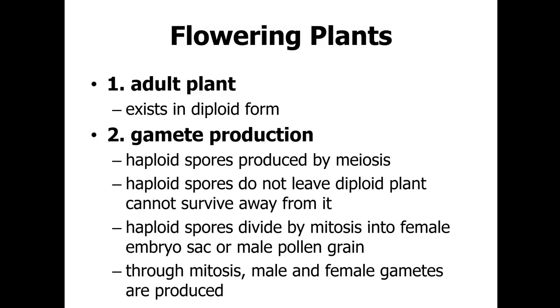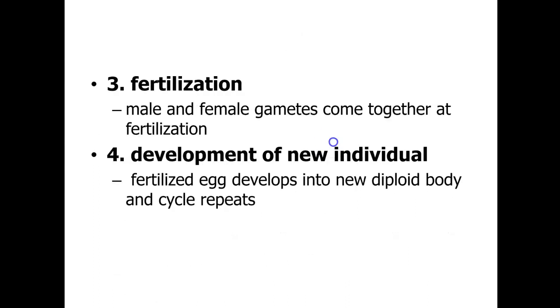So with the gamete production, you're going to have haploid spores that are going to be produced through meiosis. Those haploid spores do not leave the diploid plant because they can't survive away from it. The haploid spores are then going to start to divide by mitosis into female embryo sacs or into the male pollen grain. Through mitosis, the male and female gametes are going to be produced. Then, same thing, you go through fertilization. The male and female gametes come together at fertilization, and then they develop a fertilized egg, which is going to be the zygote and the new diploid body. Again, this cycle will repeat itself.